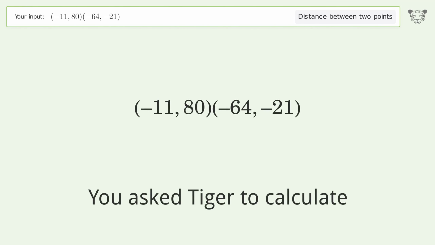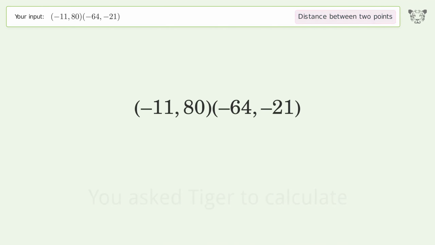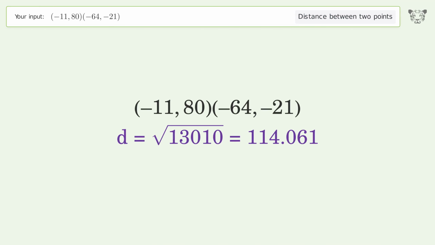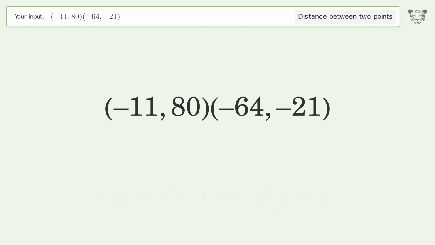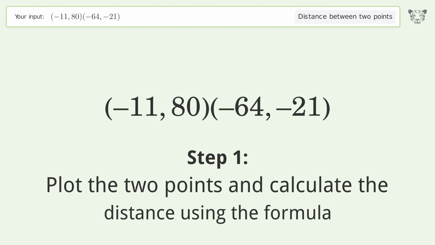You ask Tiger to calculate. This deals with the distance between 2 points. The distance between the 2 points is the square root of 13,010 or 114.061. Let's solve it step by step. Plot the 2 points and calculate the distance using the formula.